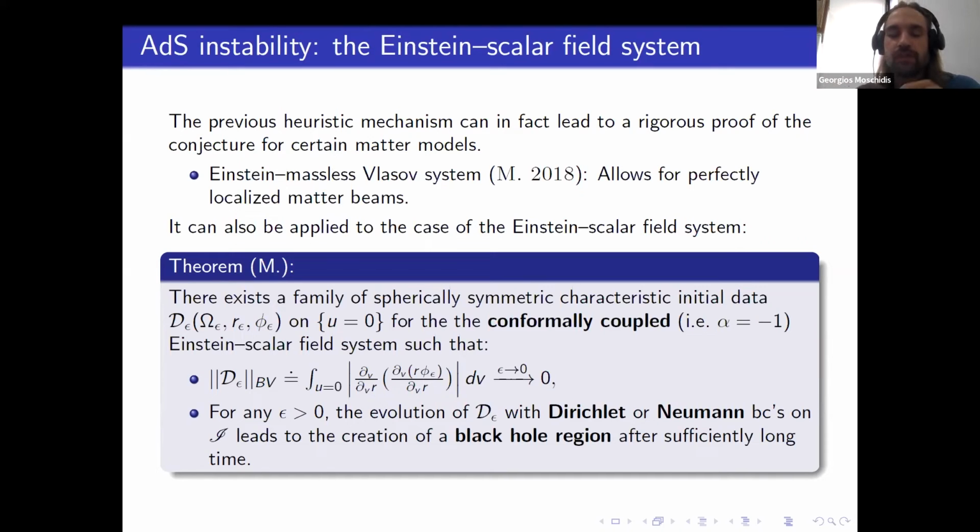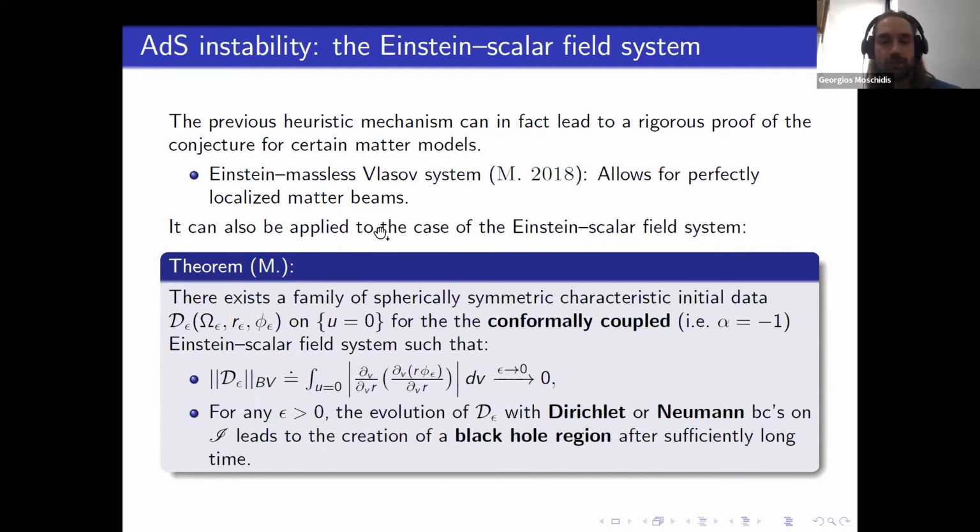equation is just the equation telling you that the Vlasov matter now lives on the tangent space of the spacetime, and the massless Vlasov equation tells you that Vlasov matter is propagated along null geodesics. Therefore, such a matter model allows for matter beams which are perfectly localized. In particular, the regions between those beams are exactly vacuum, and this simplifies a lot the combinatorics of the problem. However, I claim that a similar mechanism can also be applied in the case of the Einstein-scalar field system.